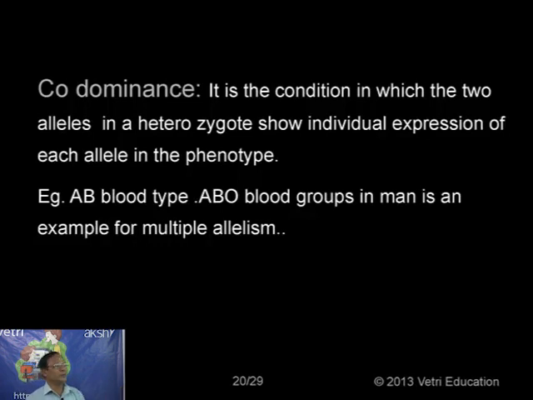Now in codominance, again it is a condition. For example, I am taking the AB blood group in man. AB blood group is the best example for codominance. In the case of AB blood group, we have both the genes A and B. This is a hybrid, a heterozygous condition. AB blood group is an example of the heterozygous condition.